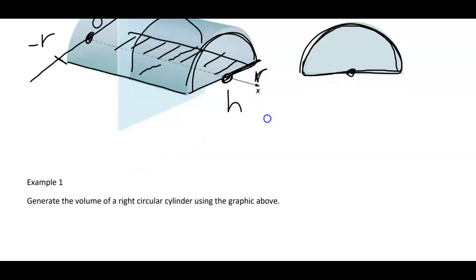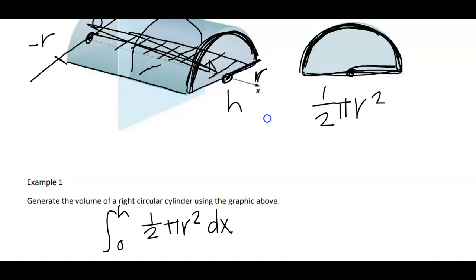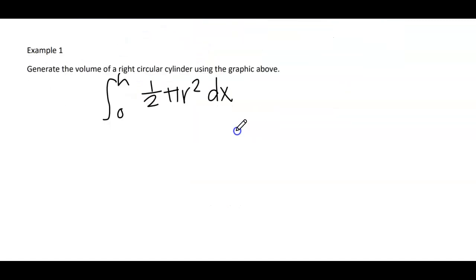So when I'm looking at the area of my base, I have 1/2 pi r squared. And then I want to integrate that. I want to add all of those up from 0 to h of the 1/2 pi r squareds with respect to x. The area and then the height of just that little piece is dx. And then you add up all those pieces from 0 to h. Well, this is just a number. It's a constant, and it's a constant down the whole entire thing.